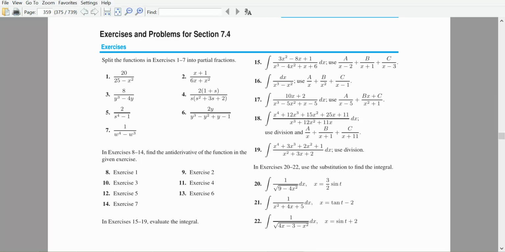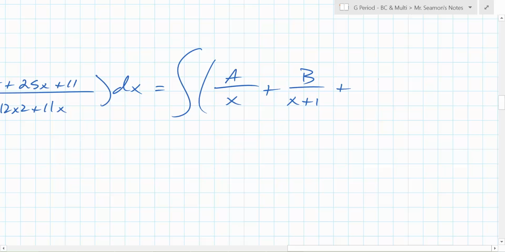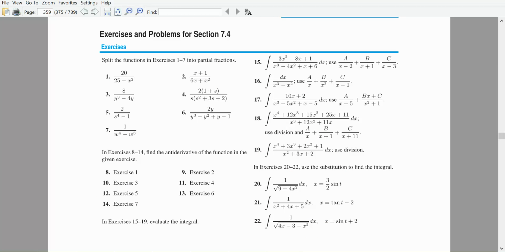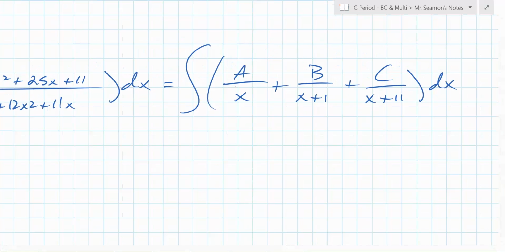It's just x, right? A over x plus B over x plus 1 plus C over, what is it? I can't remember. What does it say? Oh, C over x plus 11. Hey, it's a linear term still. Nice. Okay, so this is C over x plus 11. Now, how do you set this up?